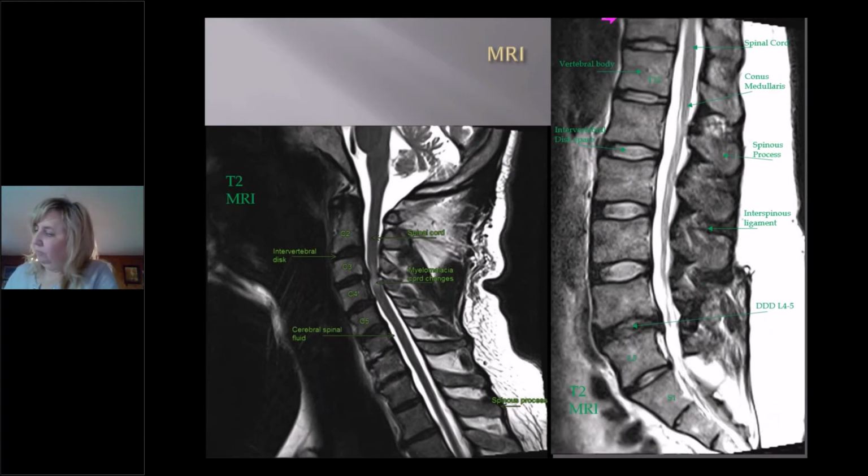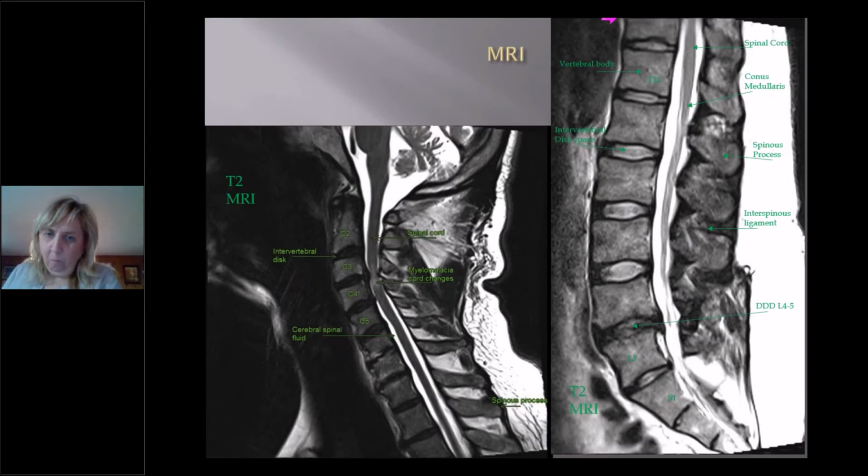So, a couple of pictures: MRI. We saw the CT a few minutes ago, and you saw the great detail of the bone, but not so hot detail of the soft tissue. Well, now in this picture, here you see the spinal cord, you see the brain stem coming all the way down. The white stuff is the CSF. So water is white on T2. So this is a T2 weighted MRI.